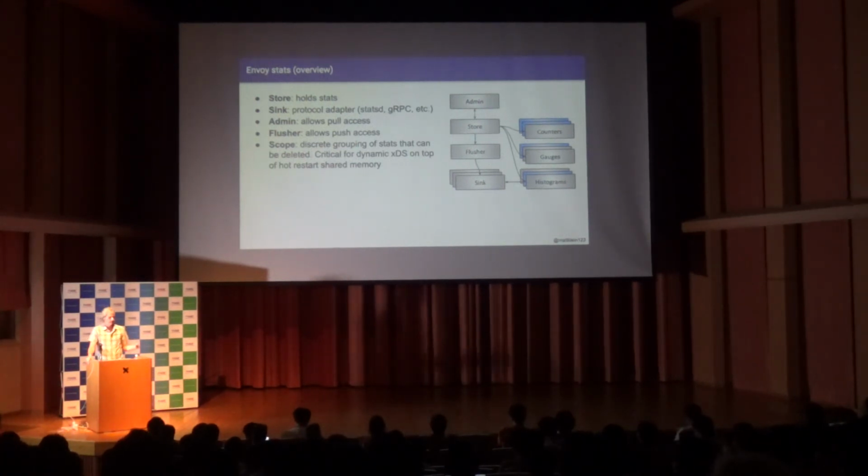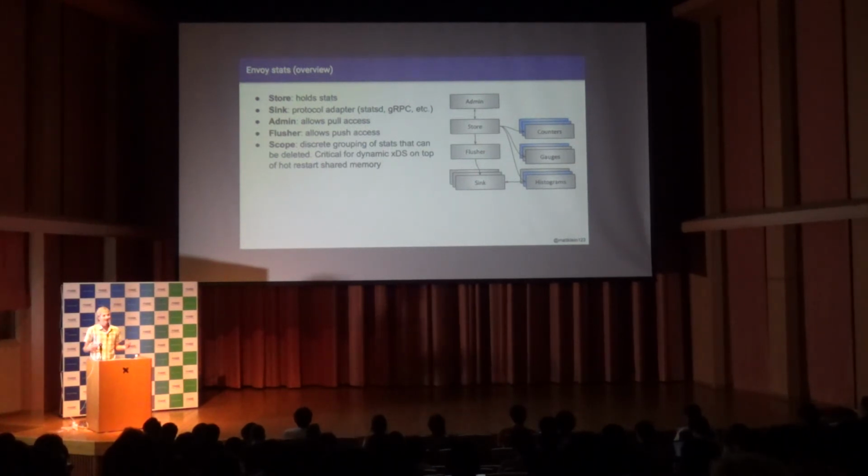So from a stats or a metrics perspective, the observability world is a little split. Some people push, some people pull. So Envoy doesn't want to be opinionated about that. So we allow people to either pull or push. And then the last concept is a scope. A scope is a grouping of stats that can be torn down together.